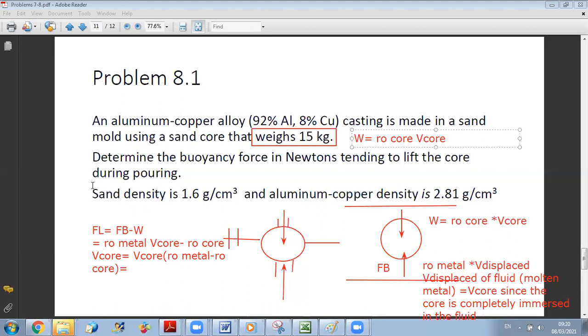Since rho of the core is given, it's 1.6 gram per centimeter cube. And the weight is in kilogram. Pay attention to units here, okay? Always check your units. So weight is given. When they give you the weight in kilogram, what should you do? You should multiply by g, because you know that weight is M times g.